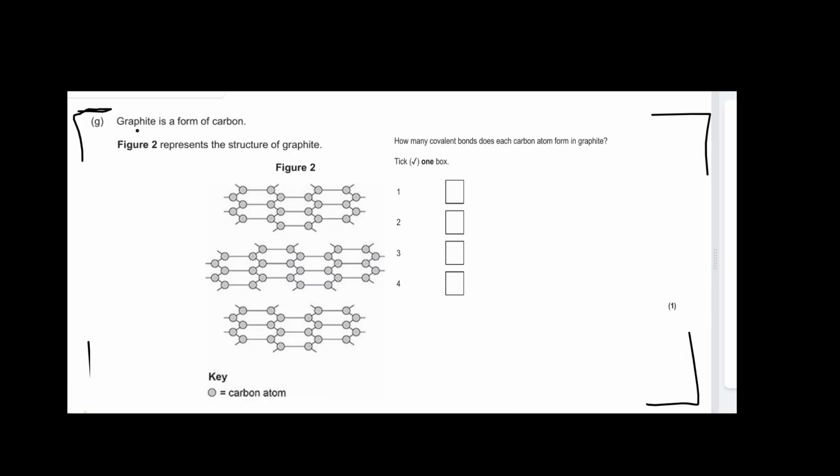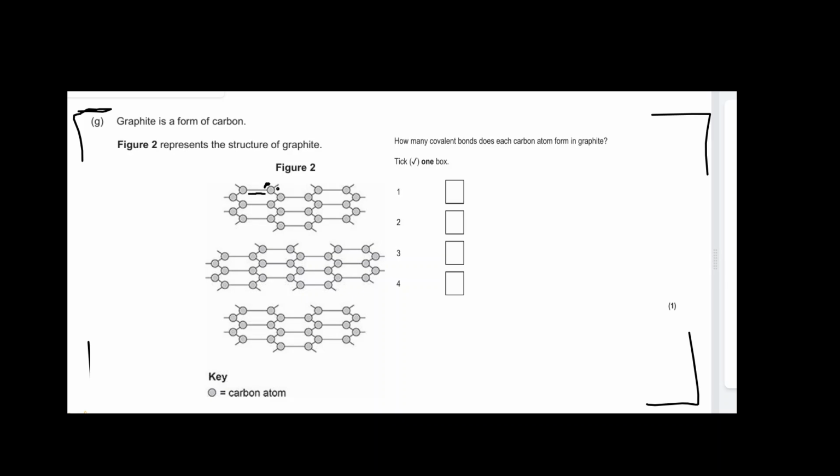Now, graphite, as I said earlier, is also another form of carbon. So when we take a look at graphite, figure 2 represents the structure of graphite. So this is graphite here. How many covalent bonds does each carbon atom form in graphite? Okay. So this circle, each circle is a carbon atom, right? You'd observe that it has one bond. Each line represents a bond.